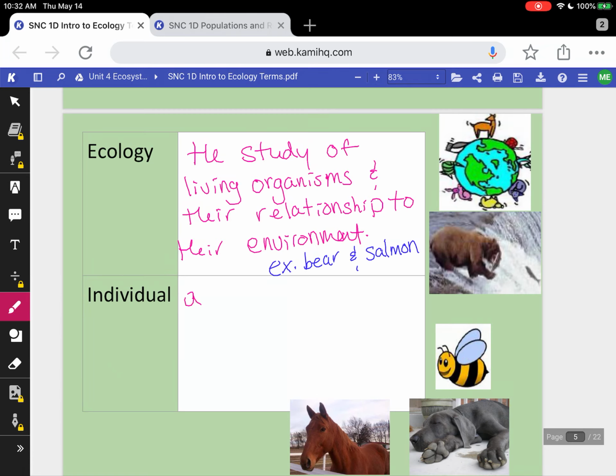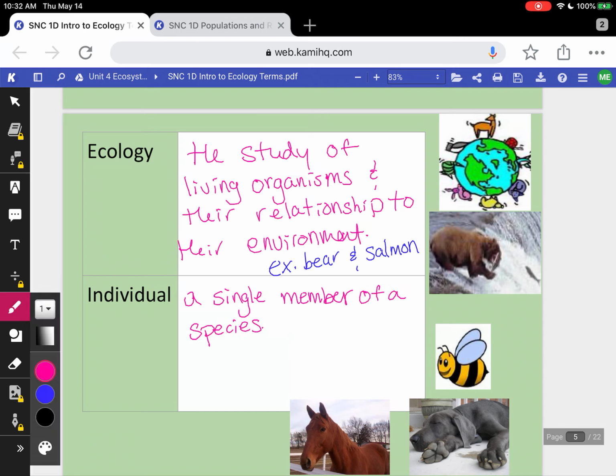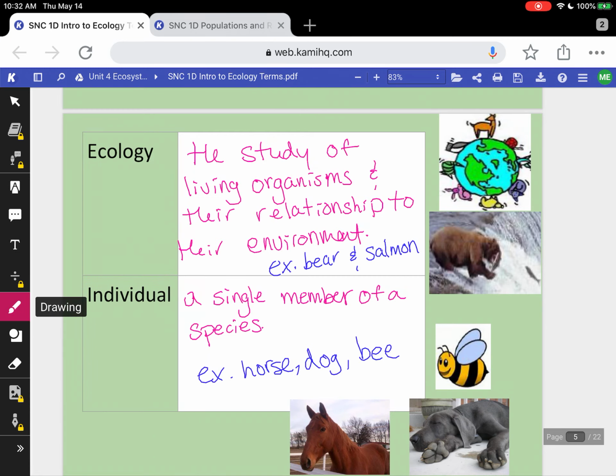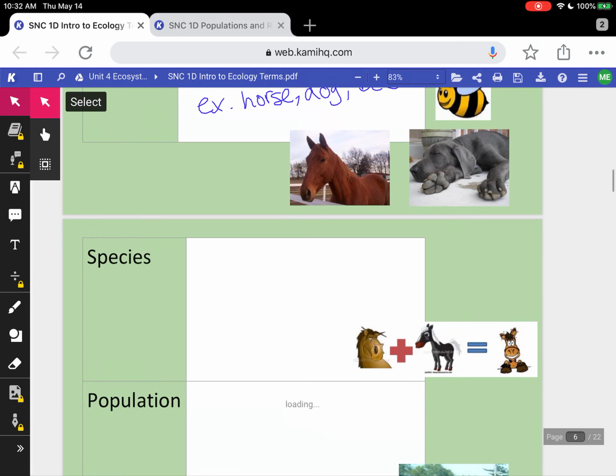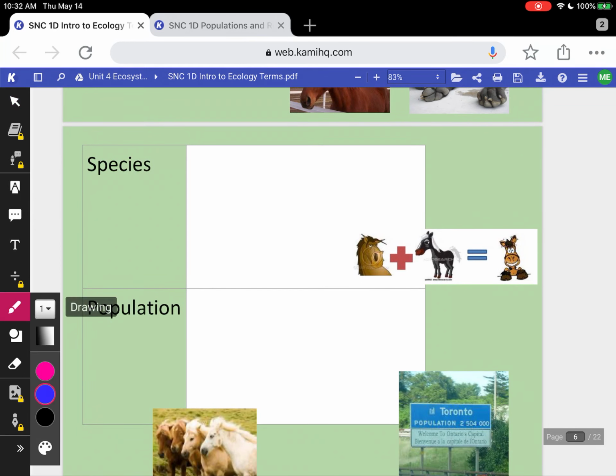Now, an individual, when we're talking in an ecological sense, is a single member of a species. Okay, so an example here would be a horse. So we've got some pictures here, a dog, a bee, okay? But an individual is just one single member of that species.